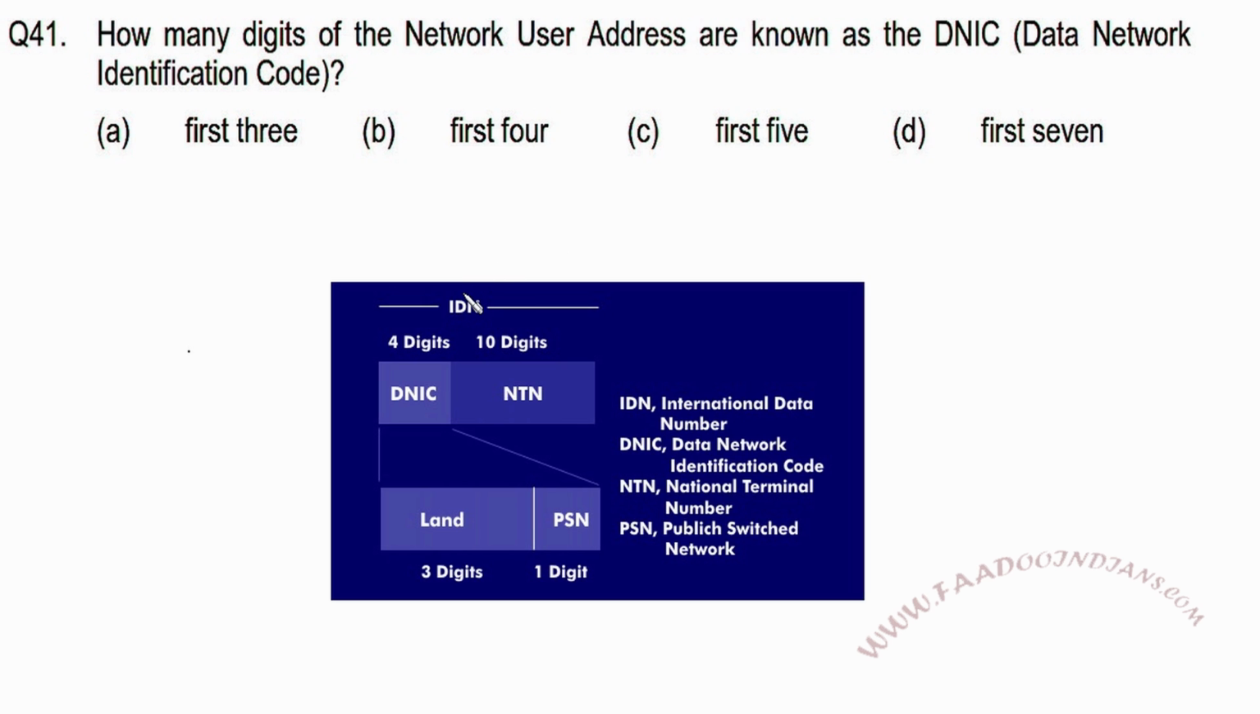Here, we have IDN, that is International Data Number. It is divided into DNIC and NTN, where DNIC is further divided into LAN and PSN, that is 3 plus 1 digit gives you 4 digits. So the first 4 digits are for DNIC.